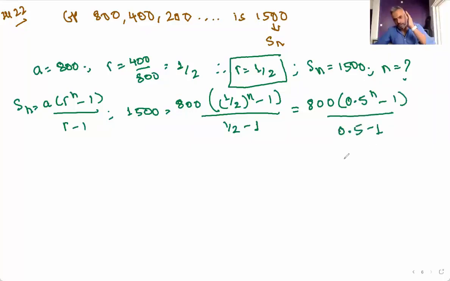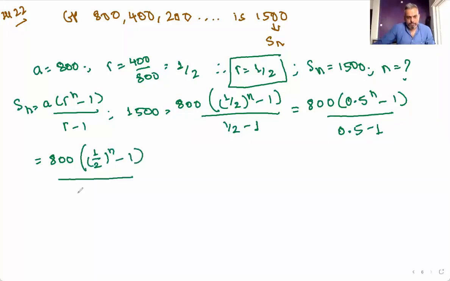You can do it this way also, 0.5, which is easy for you, you can use that. Okay, so 800, I'll use this 1 by 2 because this is actually easier, so that you understand this also. 800 into 1 by 2 raised to n minus 1 upon minus 1 by 2 is equal to 1500.